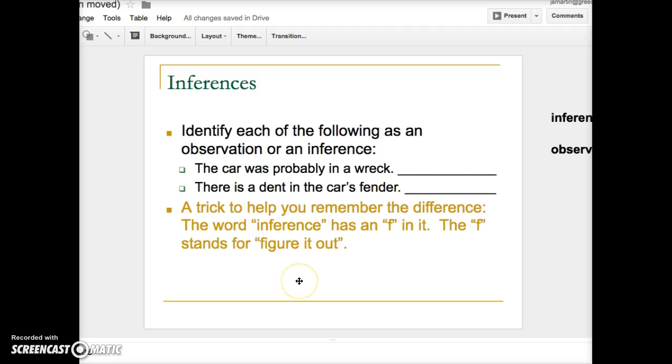Okay, now this is your turn. Try to identify each of the following as an observation or an inference. The car was probably in a wreck. There is a dent in the car's fender.